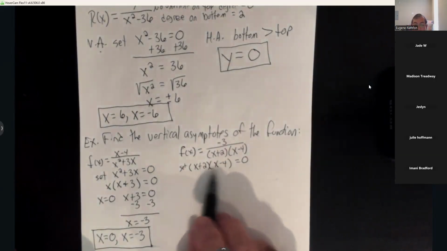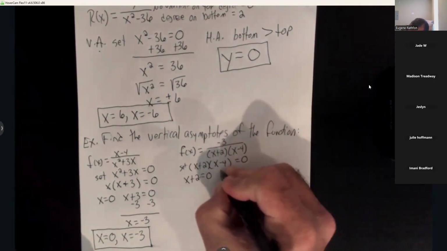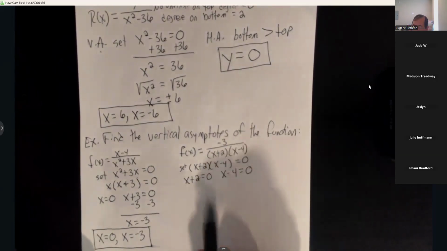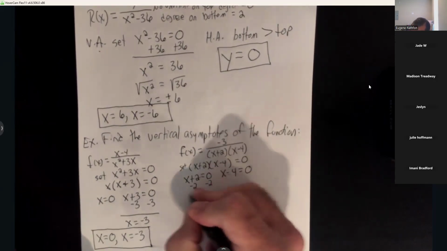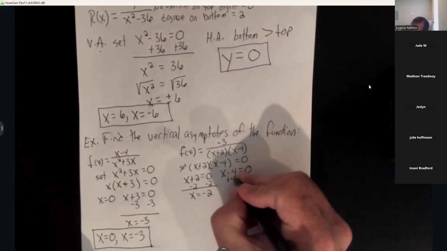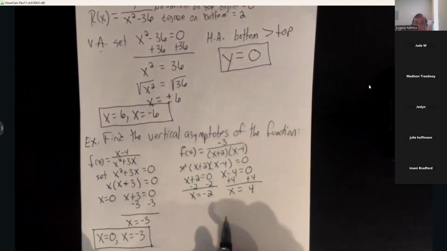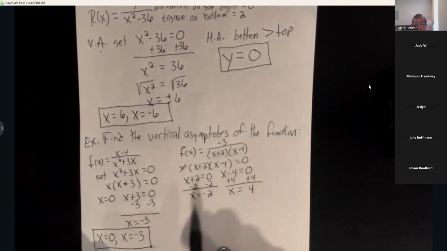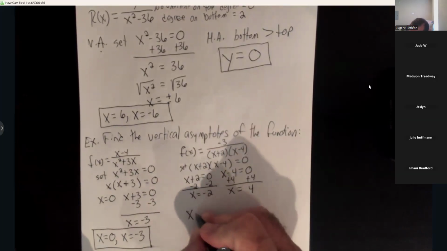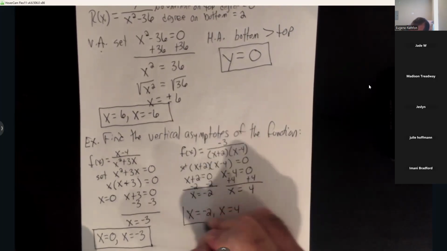So since it's factored already, equal to 0, I'll take each factor and set them equal to 0. So here I would what? Subtract 2. And y'all, we get x is a negative 2. This one, you're going to add 4 and get x is a positive 4. So two factors, two numbers you're excluding, okay? And you would do this. X equals -2, comma, x equals +4.